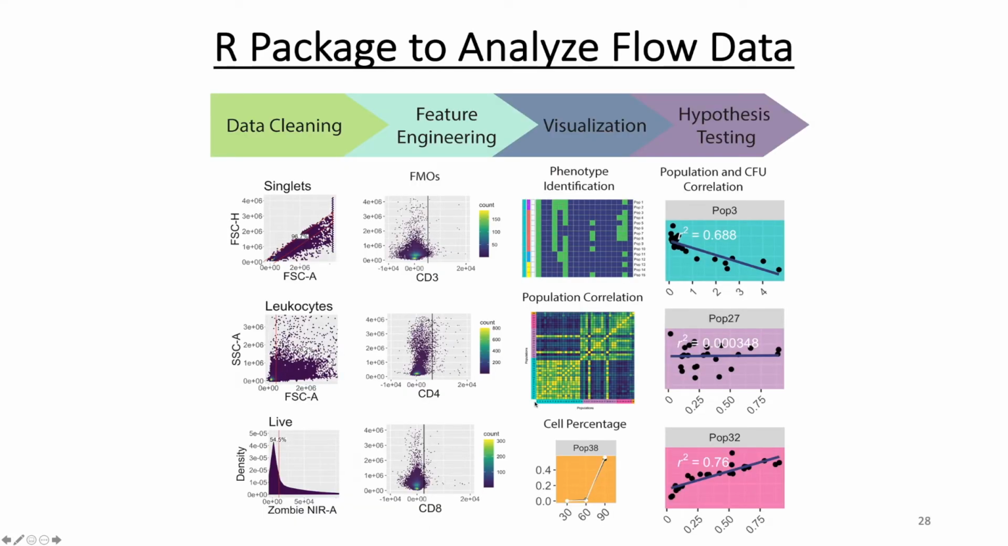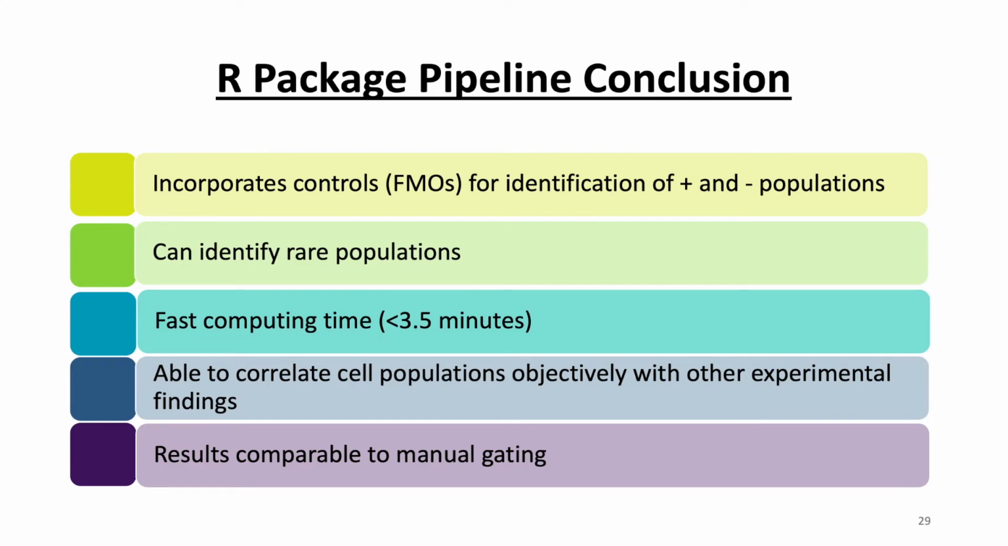So again, we've developed a pipeline that utilizes reproducible algorithms to clean and feature engineer the flow cytometry data, and this leads to the identification of different immune cell populations. These immune cell populations can be visualized and interrogated further in a variety of different ways. So overall, in conclusion, the pipeline incorporates controls, or FMOs, to identify positive and negative populations. It can identify very rare populations, has a fast computing time of less than 3.5 minutes, is able to correlate cell populations objectively with other experimental findings, and results are comparable to manual gating.